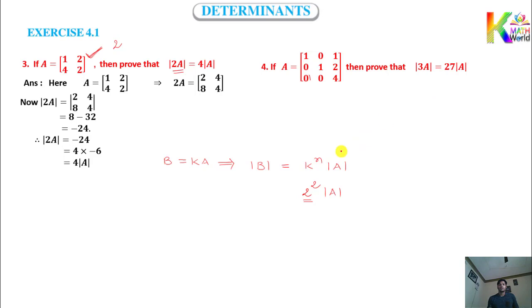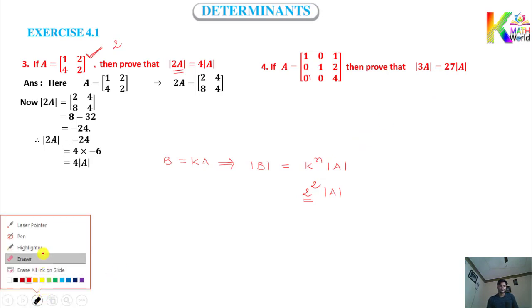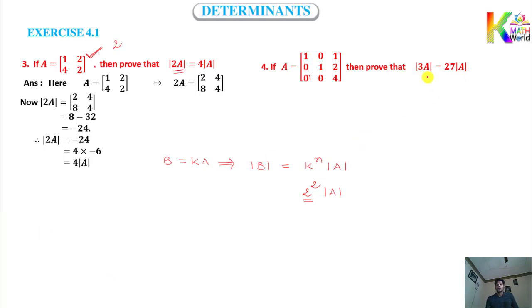Okay, so right now what is required? 3 times A is required. 3 times A means 3 gets multiplied to each element of this matrix. Here A is this one, then 3A will be 3 0 3, 0 3, 6 0 0 and 12. That you can see, those are the elements in 3A. Before we calculate 3A, firstly we will discuss the determinant of A.